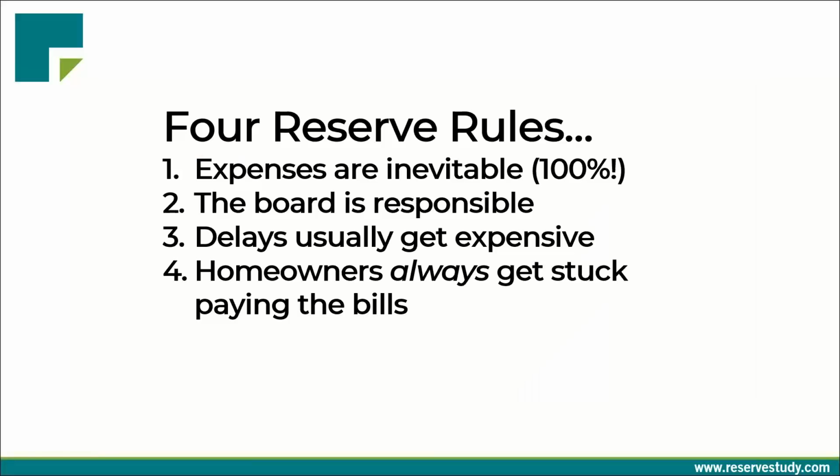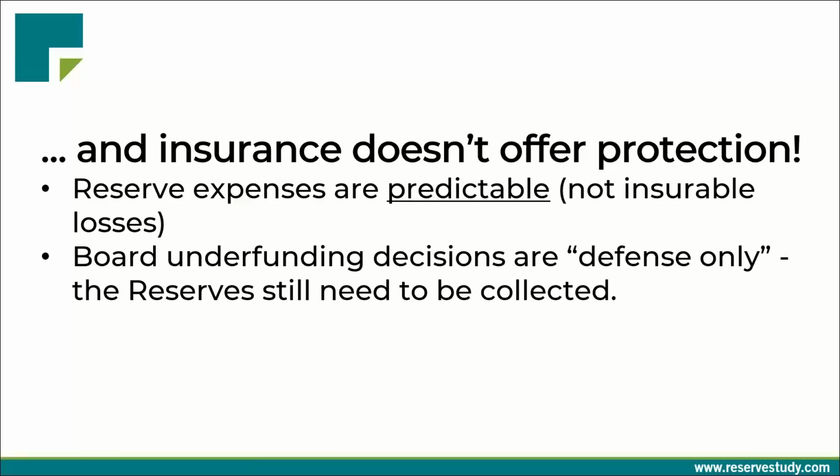Now, we've summarized reserves pretty simply. We don't want reserves themselves to get complicated with the 4 reserve rules. Number 1, expenses are inevitable. The board is responsible to manage the expenses of the association. Delays in executing those major projects usually result in the projects getting more expensive, and the homeowners always get stuck paying the bills. And the point of this program today is to emphasize that underfunding reserves is a big avoidable mistake. Reserve deterioration is real, ongoing, and I'll say it again, predictable.